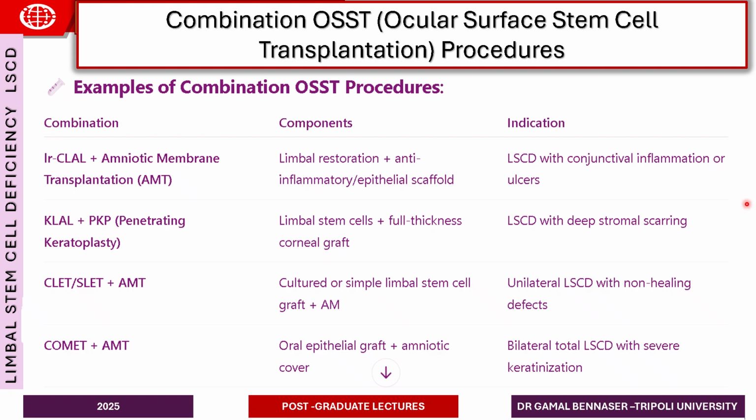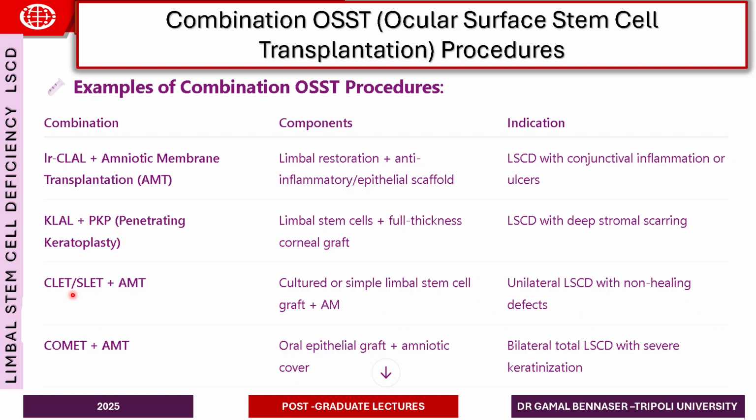I will show some of the commonly used combination procedures, like the living-related conjunctival limbal allograft plus amniotic membrane transplant. This restores the limbus and utilizes the benefit of the amniotic membrane as an anti-inflammatory agent and epithelial scaffold. It is indicated in limbal stem cell deficiency with severe conjunctival inflammation and ulcers. Another combination is the keratolimbal allogenic graft with penetrating keratoplasty. This is used when there is stromal scarring, so we do the limbal stem cell transplant along with the penetrating keratoplasty.